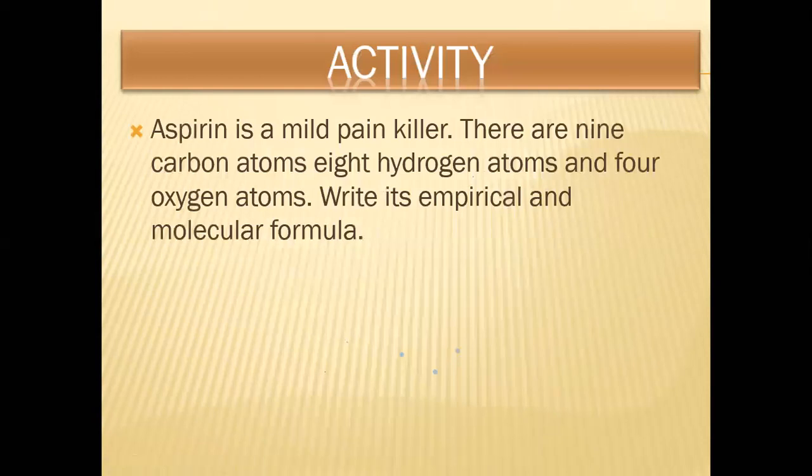Aspirin is a mild painkiller. There are 9 carbon atoms, 8 hydrogen atoms, and 4 oxygen atoms. Write its empirical and molecular formula. Students, are you able to write the empirical formula and molecular formula of aspirin? If I tell you the situation like this, it's an activity for you. Aspirin is a mild painkiller, and it has 9 carbon atoms, 8 hydrogen atoms, and 4 oxygen atoms.